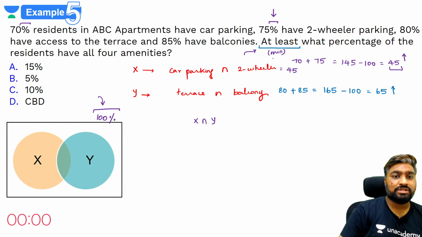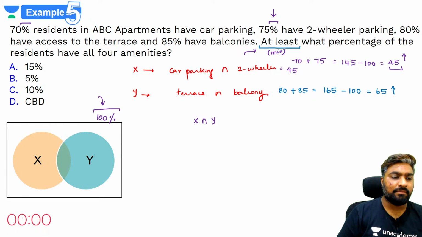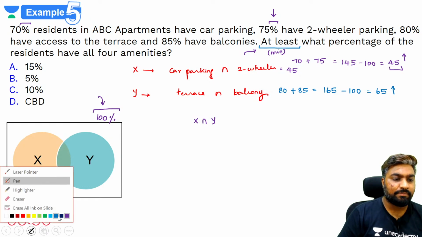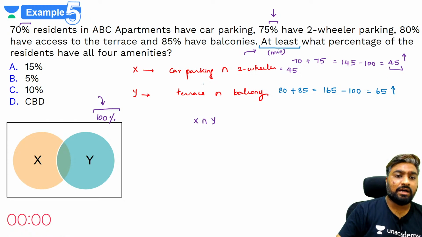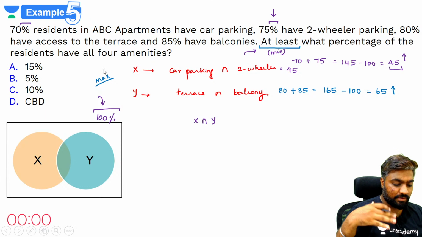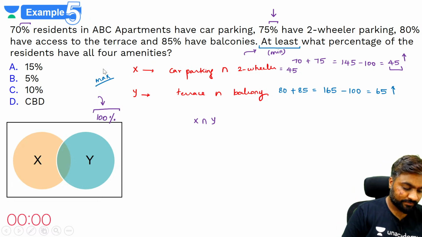Yes, what have we been asked? Minimum. At least, at least how many? So now look at it. If I want to keep people having both as a minimum, this becomes the maximum case. This is for maximum, okay? This is for maximum. I want to keep it at a minimum, as low as possible.